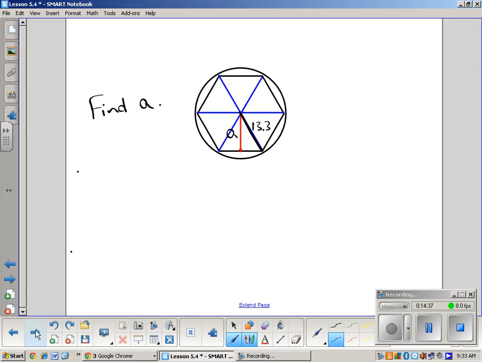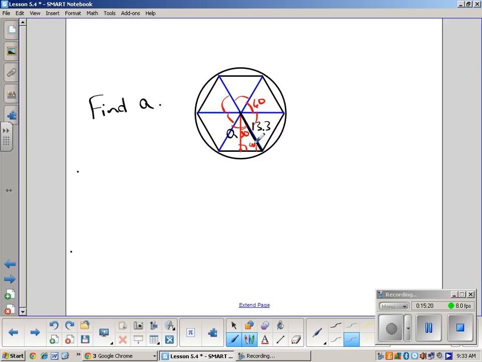By dropping this line perpendicular to this side, I'm creating the apothem. And so I have to discover some angles first. What's the measure of each of these blue angles? There's six of them, so 360 divided by 6 is 60. If I cut it in half, that makes it a 30, and that makes that a 60.